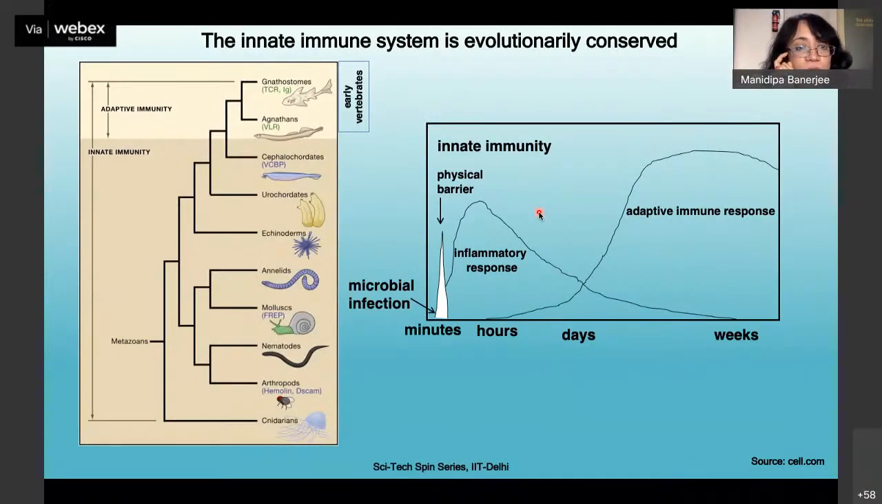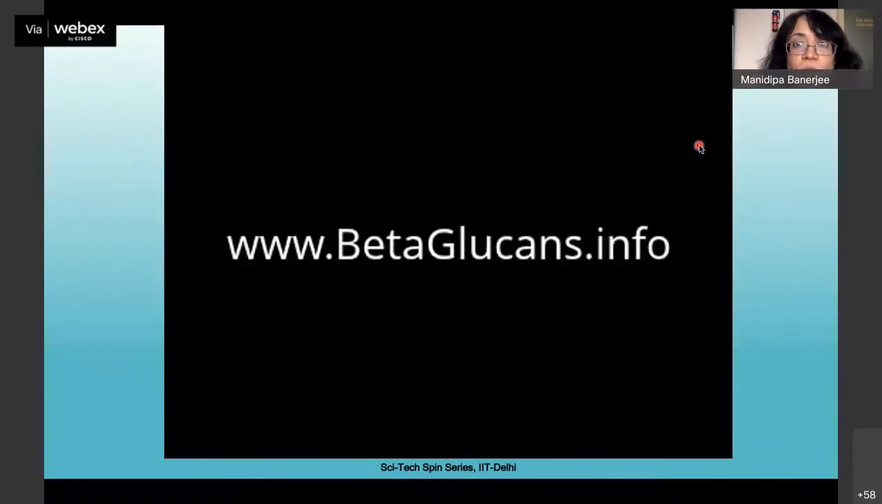So I'll show you a video in a second, but I just want to mention that the innate immune system is actually evolutionarily conserved. So even the lower animals have the innate immune system. And the adaptive immune system we see from the time of the early vertebrates. And again, this is a very quick response, and the adaptive immune response usually happens in a week's time, but it is slower, but it is much stronger.